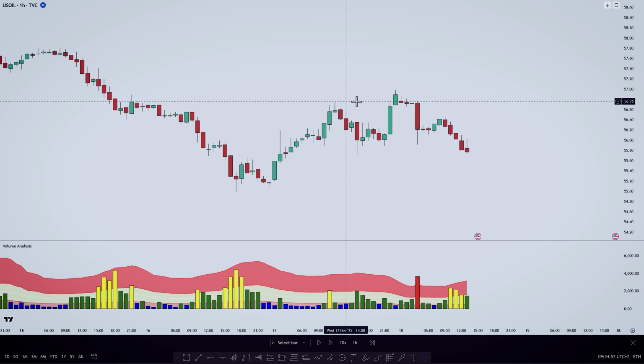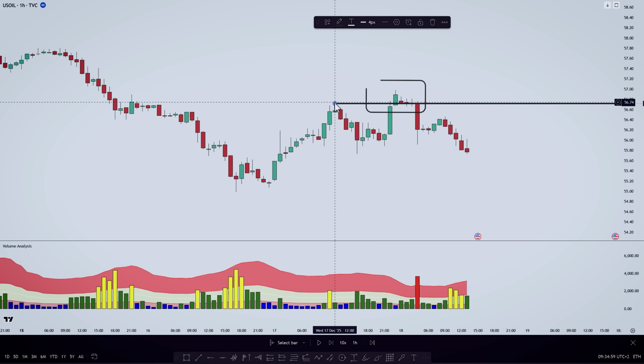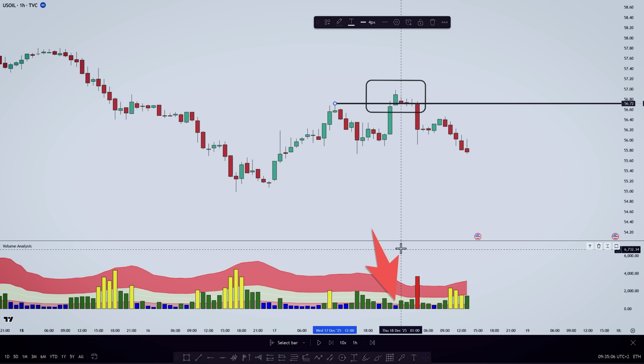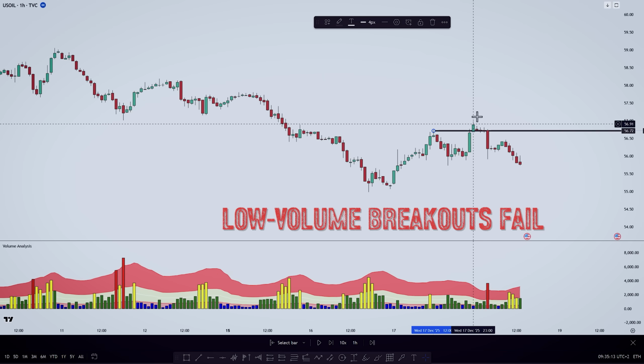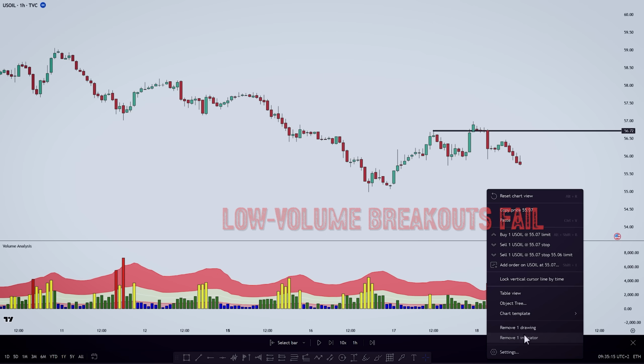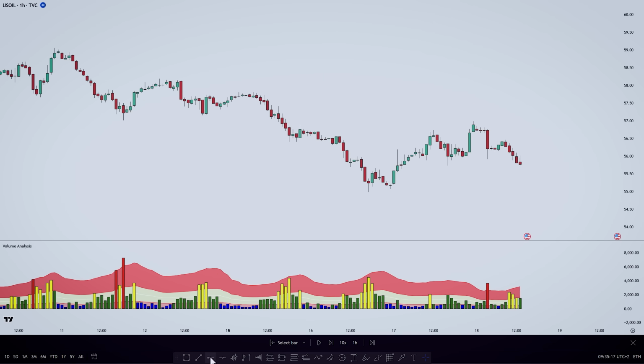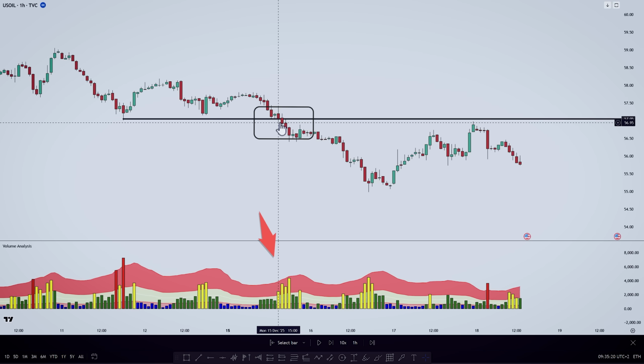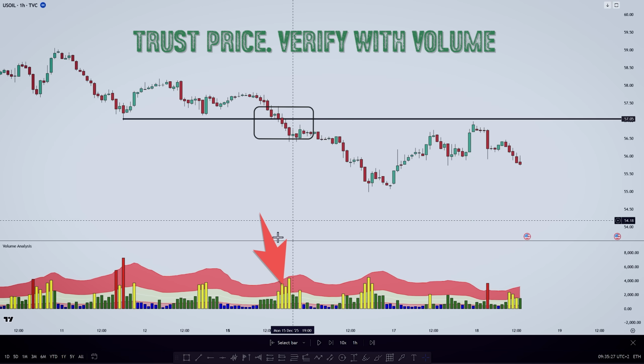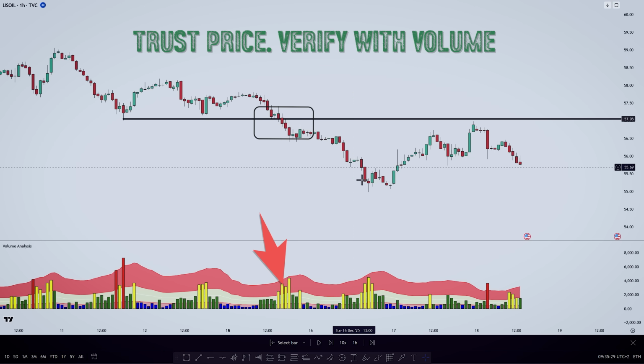Watch this breakout. Price smashes through resistance, looks beautiful. Now check the volume. If the volume is weak, that breakout is a trap. The smart money isn't participating. It's just a few retail traders chasing. Low volume breakouts fail almost every time. Now watch a breakout with a massive volume spike. That's institutional money. That's real participation. That breakout holds. Trust price, but verify with volume, always.